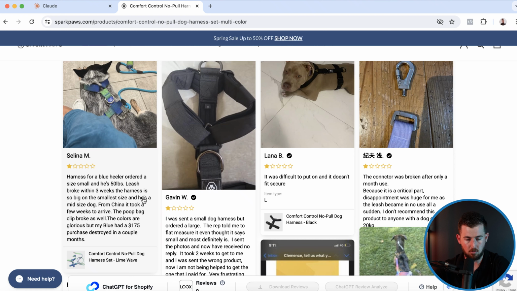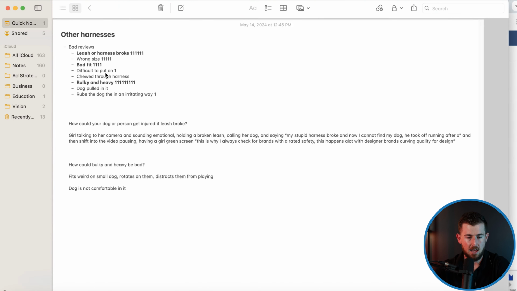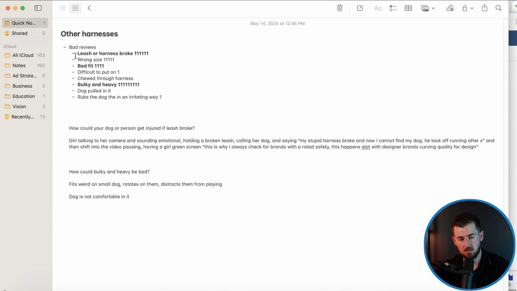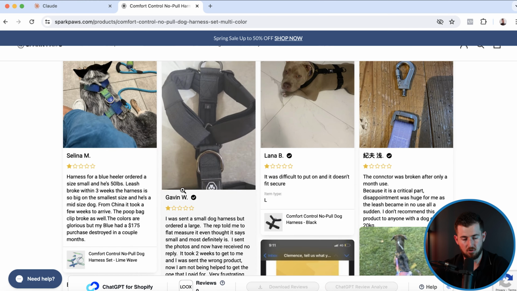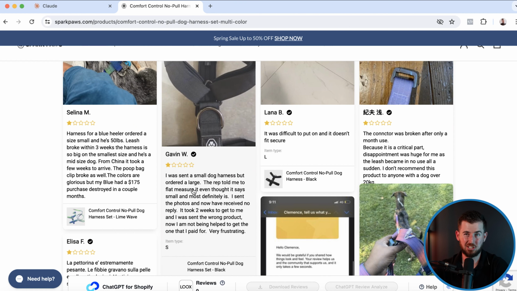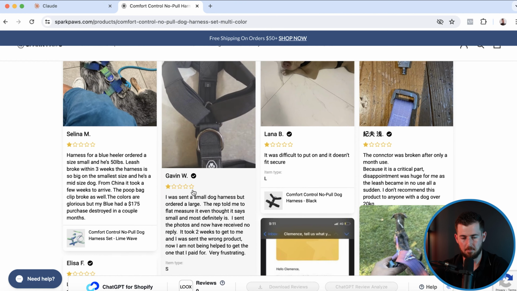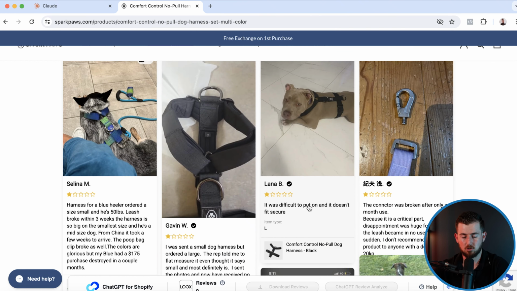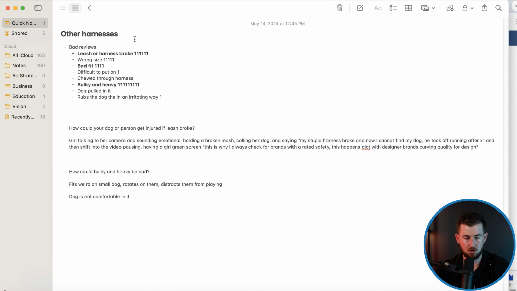For the example right here, they ordered a leash, size small, and the leash broke within 3 weeks. So I come to my little notepad right here, and I'm simply putting "bad review, leash or harness broke," right? And then I'm moving on. Next one, a small dog harness, but they ordered a large. Okay, they just got the wrong product. That's not really a product issue, it's more of a company issue, so I'm going to skip that one. This one, it was difficult to put on and it doesn't fit secure. So I wrote down difficulty to put on and bad fit.